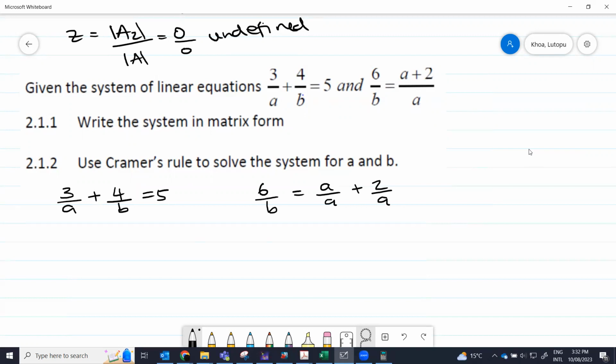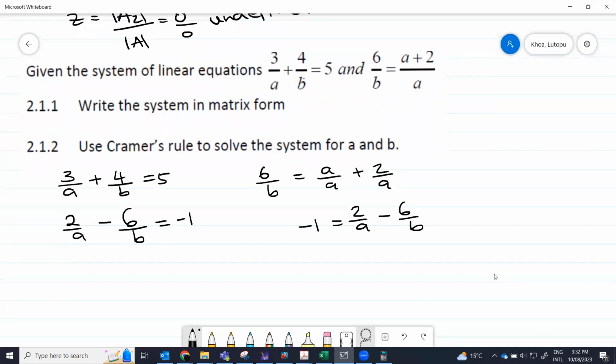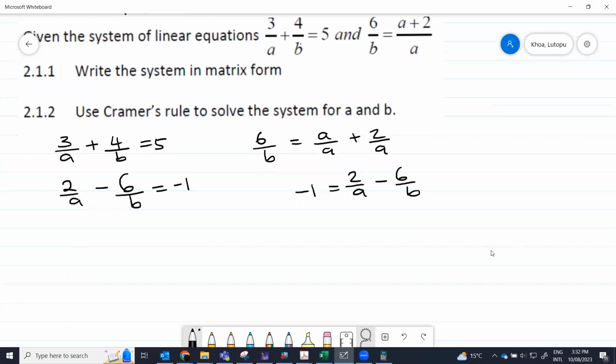So this one here can go to that side. So we have 2 over a minus 6 over b. And a over a is 1, so this one can go to the other side and become negative 1. So I write this first: 2 over a minus 6 over b is equal to negative 1. And now here, our variables are not a and b. Our variables are 1 over a and 1 over b. Now we write them in matrix form.